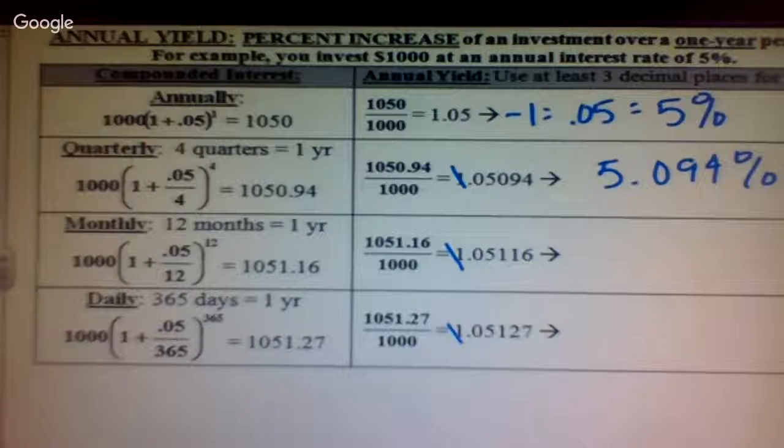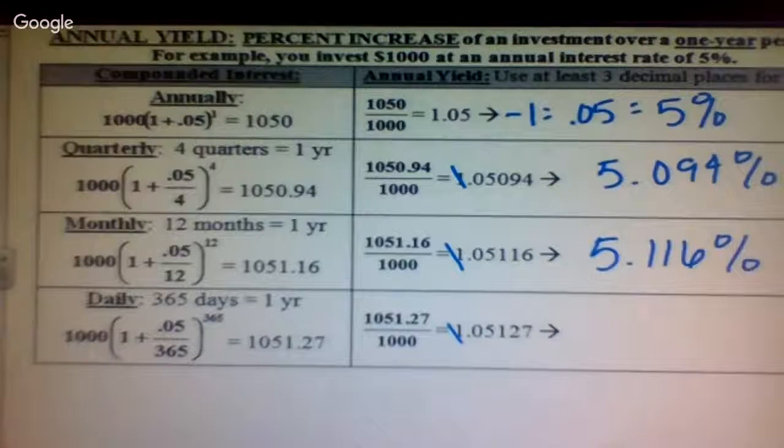So if I compound monthly, I gain 5.116%. And if I compound daily, I gain 5.127%. So if you want to gain the most, which way would you compound? Which one got you the most? Daily. It's daily. Come on now.